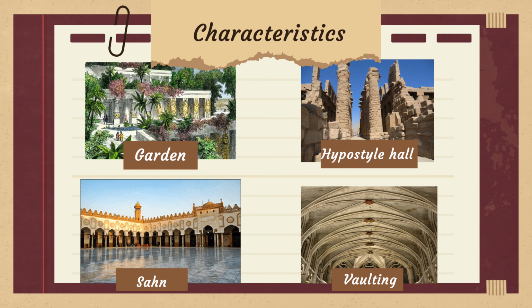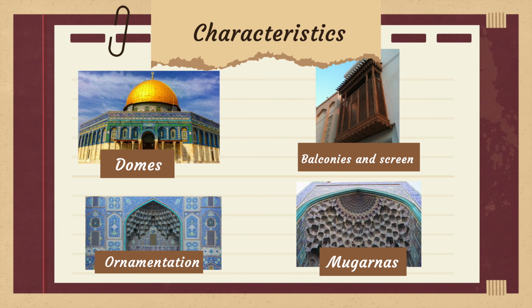A hypostyle hall is an open hall supported by columns, considered to be derived from architectural traditions of Achaemenid period Persian assembly halls. Vaulting follows two distinct architectural styles, while Umayyad architecture in the west continues Syrian traditions of the 6th and 7th century. Eastern Islamic architecture was mainly influenced by Sasanian styles and forms.